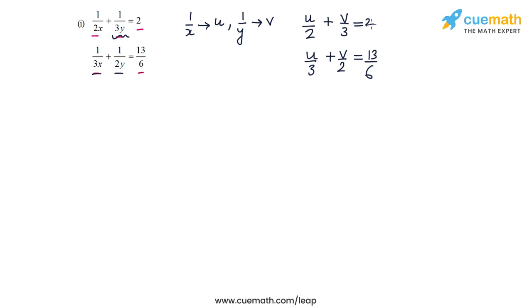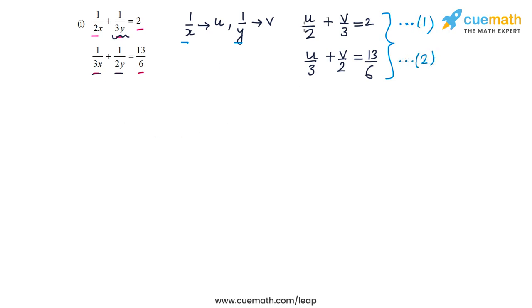Now this pair of equations is a pair of linear equations in u and v, in the new variables u and v. So let's solve this pair, find out the values of u and v, and from there we can find out the values of x and y. So let's use elimination to solve this pair of equations. Let's call this equation 1 and let's call this equation 2.